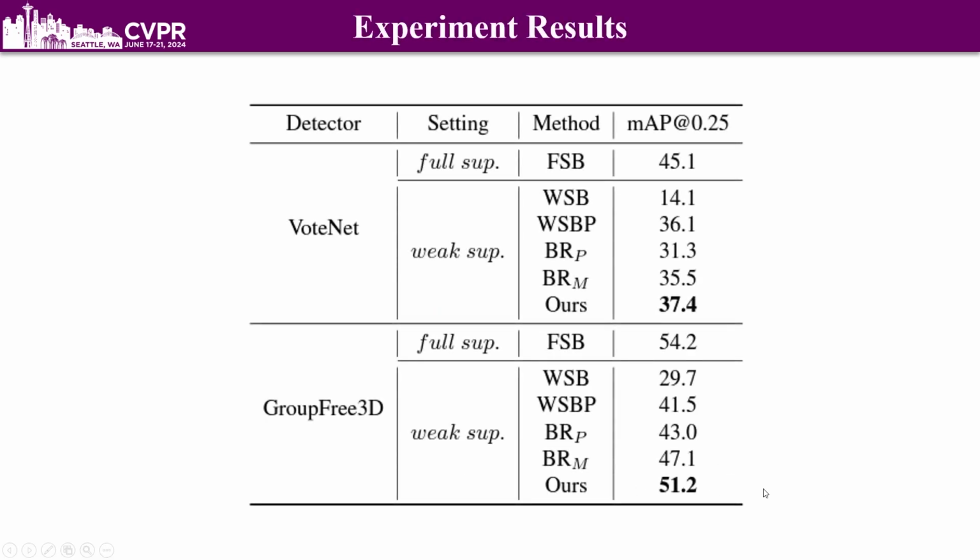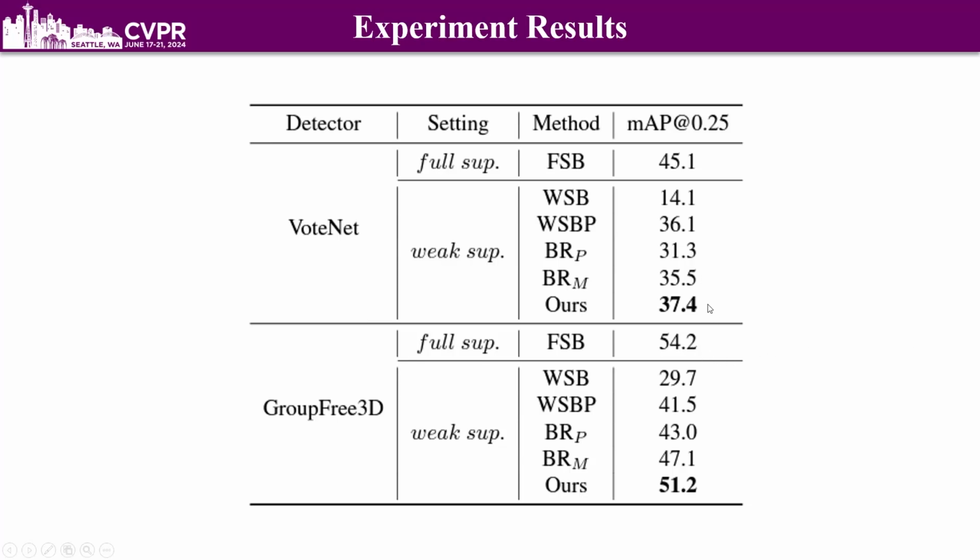Our experiments demonstrate the effectiveness of Prompt3D in narrowing the performance gap between weakly supervised and fully supervised object detection. Specifically, when using VoteNet as the detector, the performance disparity with fully supervised settings was reduced to just 7.7% MAP at 0.25. Moreover, compared to the previous state-of-the-art method, our approach achieved nearly a 2% improvement in MAP at 0.25.